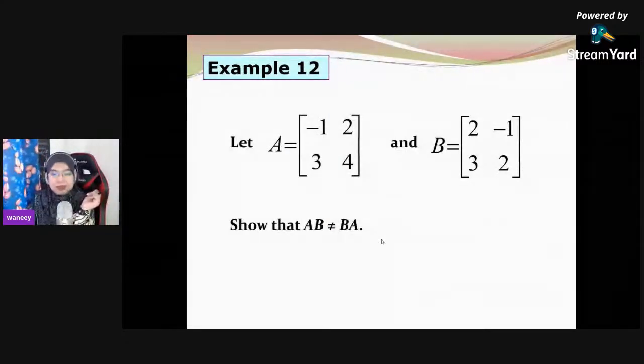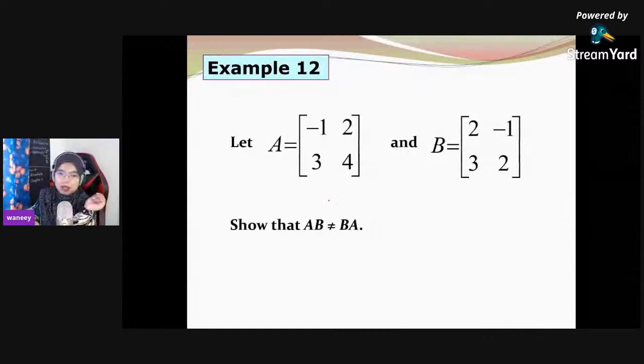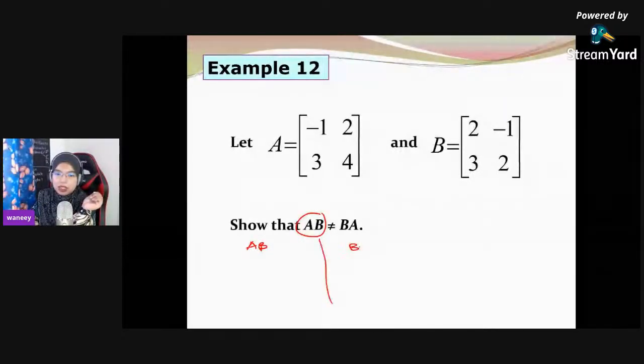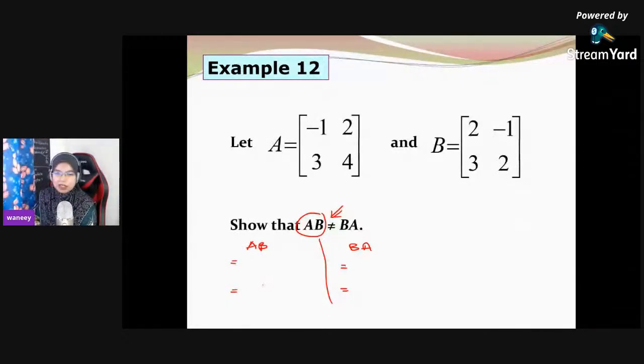Example 12. A is -1, 2, 3, and 4. B is 2, -1, 3, and 2. So we have to show that AB is not equal to BA. On the left hand side, we will calculate AB first and find out the value for AB. And then you calculate the value for BA. Once you get the values for AB and BA, you can directly see whether they are similar or not. If they are the same, we put equal. If not, we put the not equal symbol. Obviously, we have to show they are not equal, so definitely we get different answers.